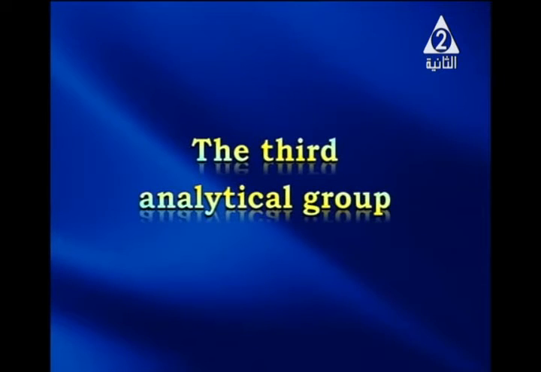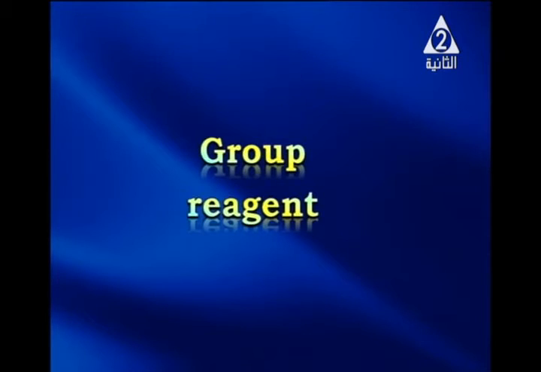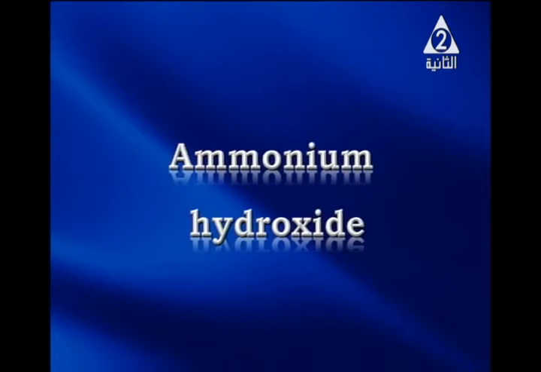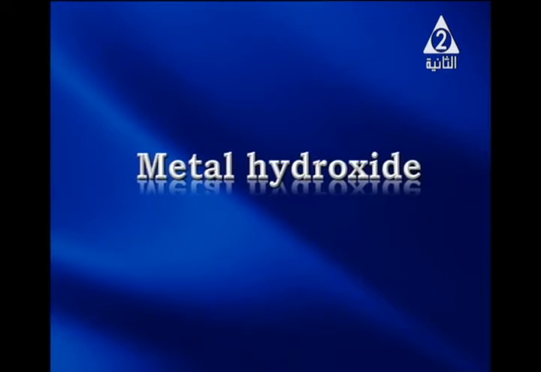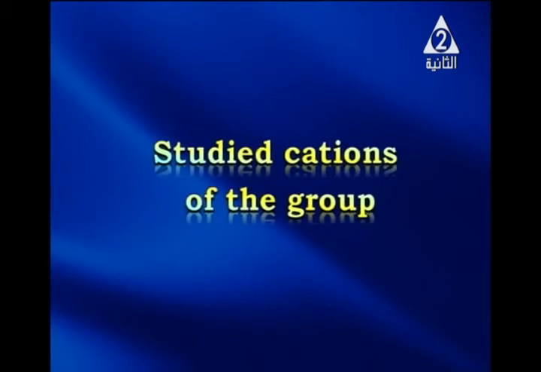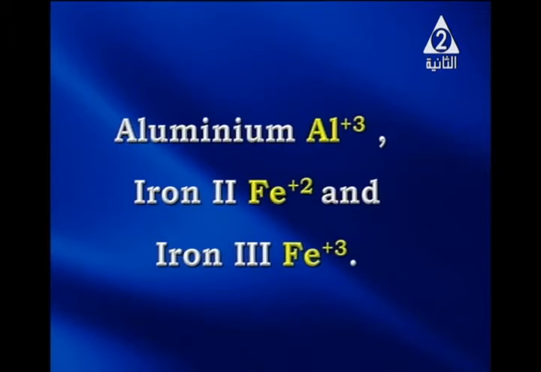The third analytical group. The group reagent here is ammonium hydroxide, which is the main test for this group. The precipitate here will be metal hydroxide. The studied cations of this group: aluminium ion, Al3+, iron 2, Fe2+, and iron 3, Fe3+.